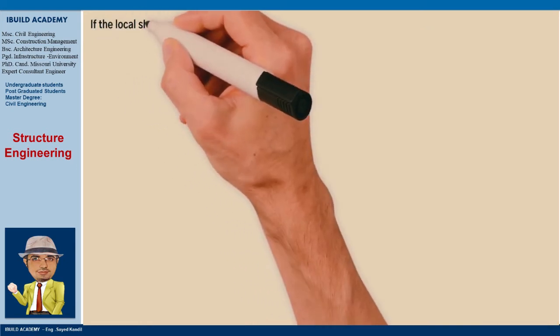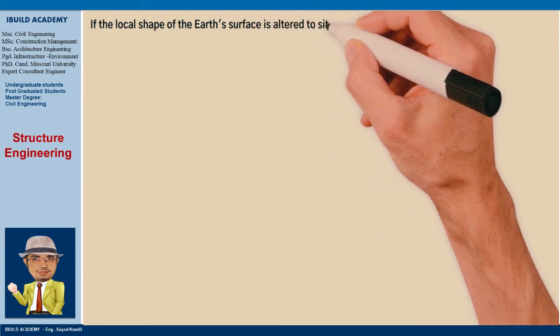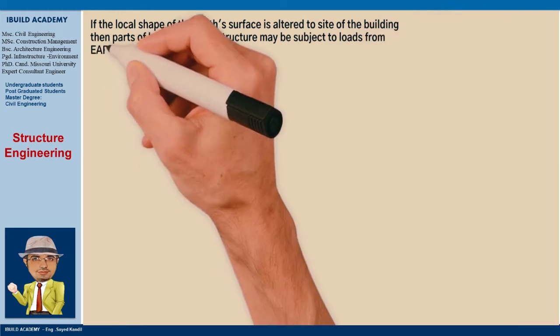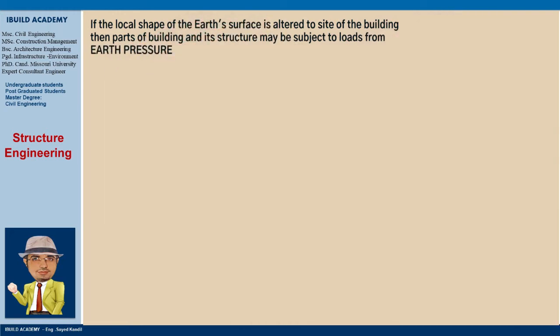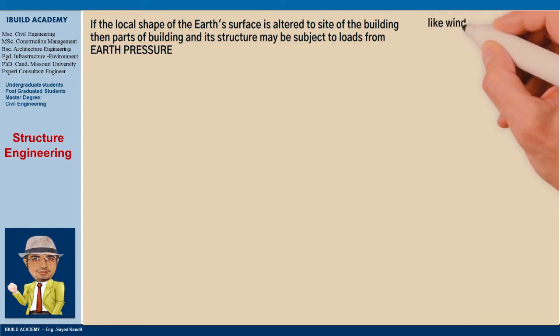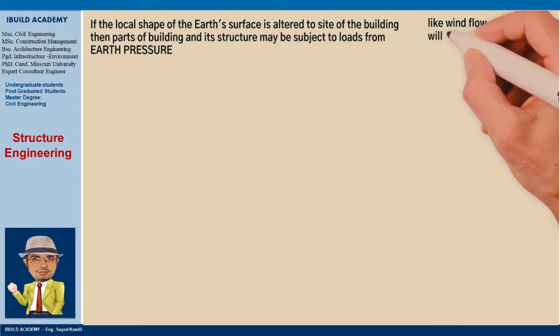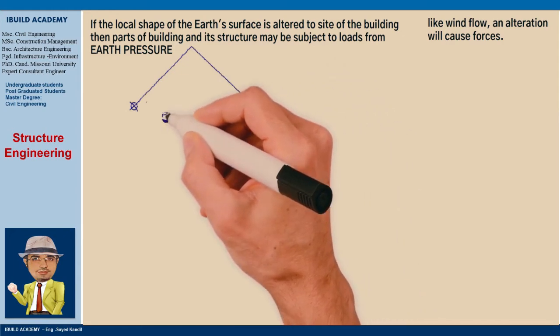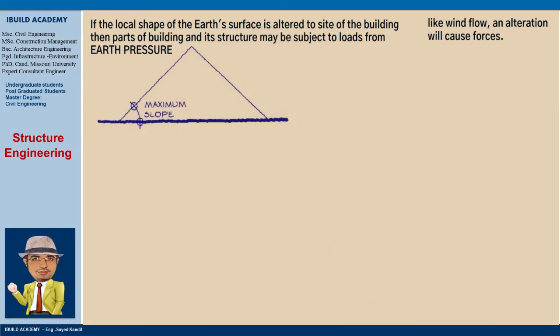If the local shape of the Earth's surface is altered to site the building, as it often is, then parts of the building and its structure may be subject to loads from earth pressure. This is because the natural surface has found a shape that is at rest, not over geological time of course. So, rather like the wind flow, an alteration will cause forces. If dry sand is piled into a heap, there is a maximum slope for the sides. What is happening inside the heap is complex, and is further complicated by the addition of water, which is why sand castles can be made.